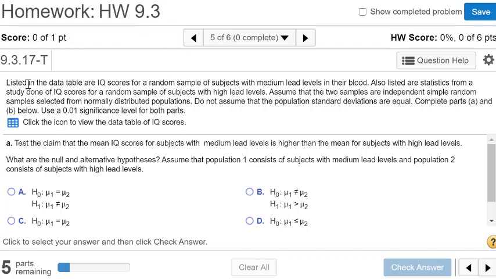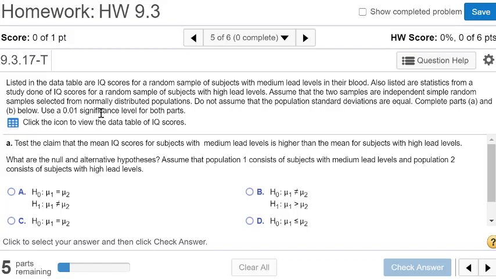In this video, we will do a homework problem from section 9.3. It says that listed in a data table are IQ scores for a random sample of subjects with medium lead levels in their blood. Also listed are statistics from a study done of IQ scores from a random sample of subjects with high lead levels. Assume the two samples are independent, simple and random, and selected from a normally distributed population. Don't assume that the standard deviations are equal, and they want us to complete parts A and B.